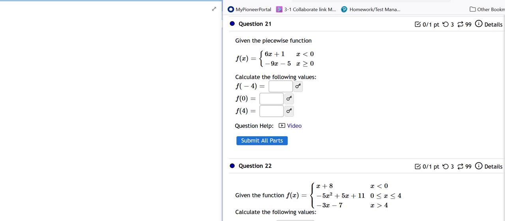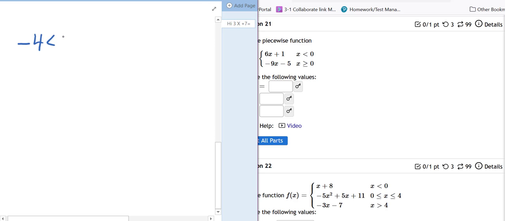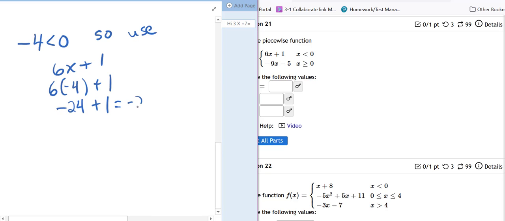Next, we're going to look at piecewise functions. And these functions, different parts of them are defined by more than one rule. So this is what a piecewise function will look like when it's written algebraically. And you have to use the rule determined by this part. So first, they just want us to find f of -4. So we have to use the right rule and plug in. So -4 is less than 0. So we want to plug it into the top one. So -4 goes into the x, 6 times -4 plus 1. So -24 plus 1 is -23.